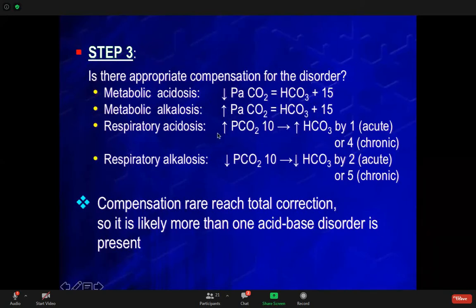In respiratory acidosis, for every 10 increase in PaCO2, you expect your bicarb to increase by 1 in acute and 4 in chronic. And in respiratory alkalosis, for every 10 decrease in your partial pressure of carbon dioxide, you expect your bicarb to decrease by 2 or 5.